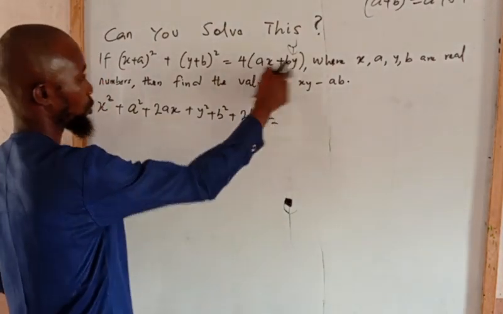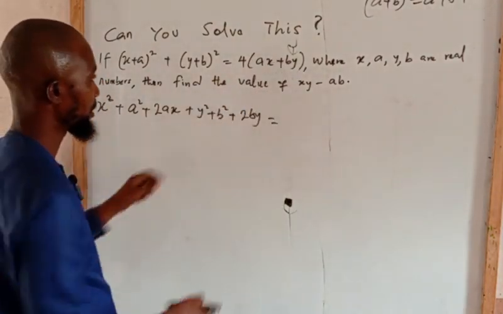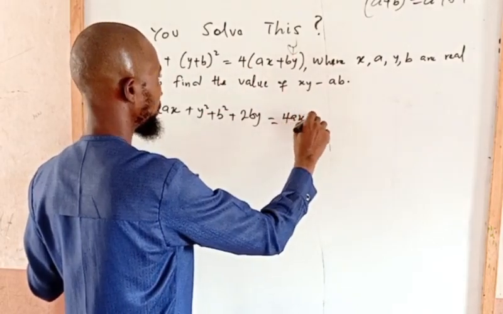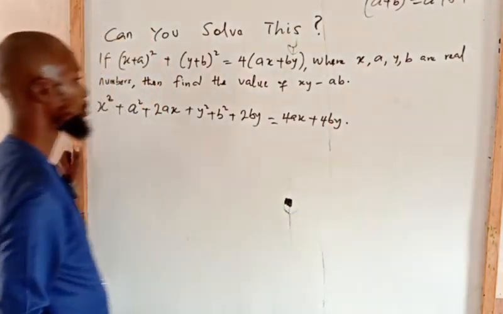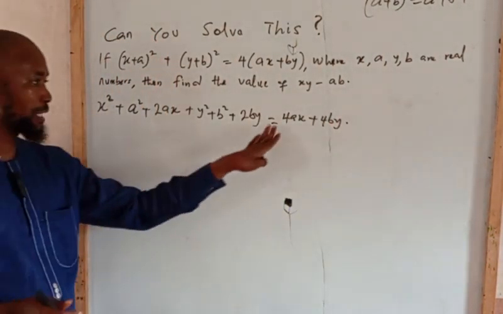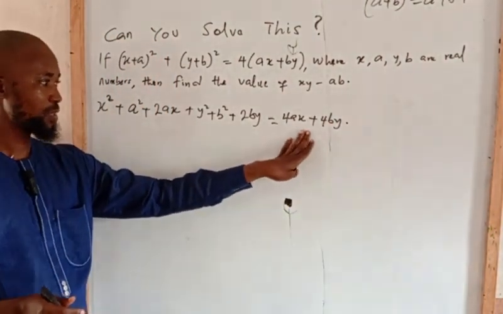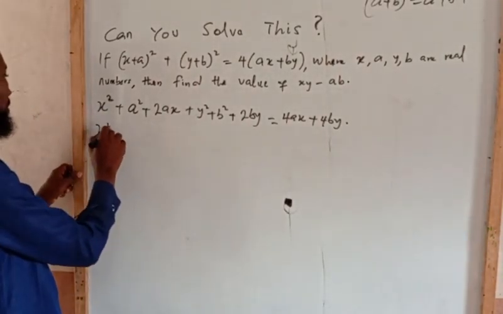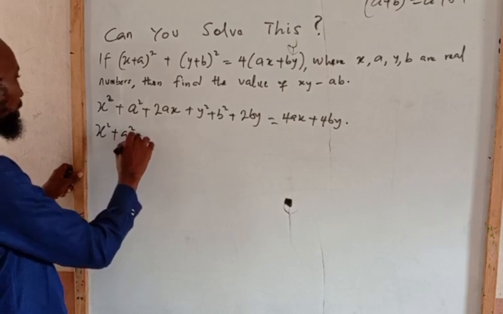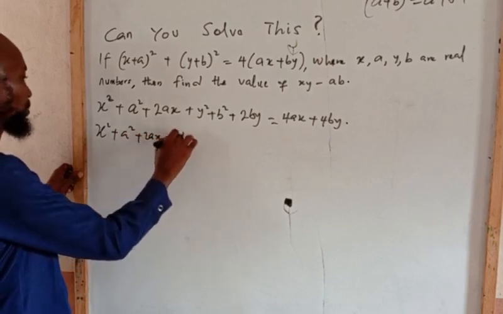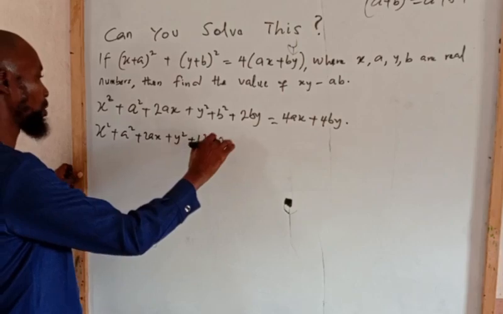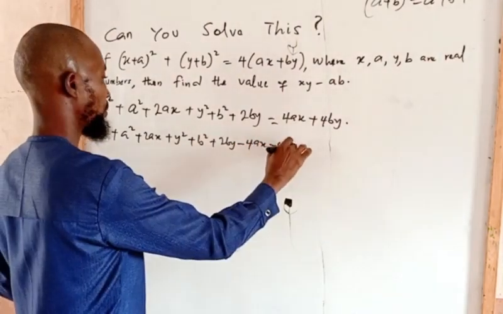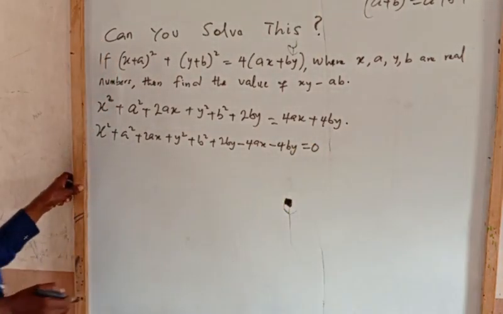So I can as well distribute here, that is, open the bracket. That gives 4ax plus 4by. What follows now is I want to ensure this is equal to 0, so I will move everything I have here to this side. So I will have x² + a² + 2ax + y² + b² + 2by - 4ax - 4by = 0.